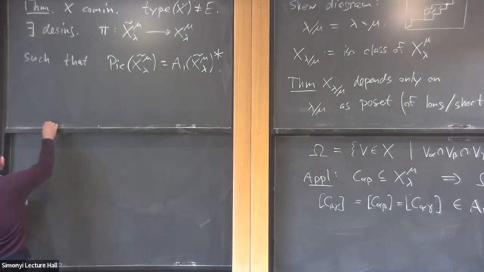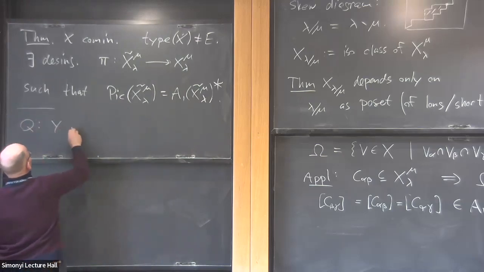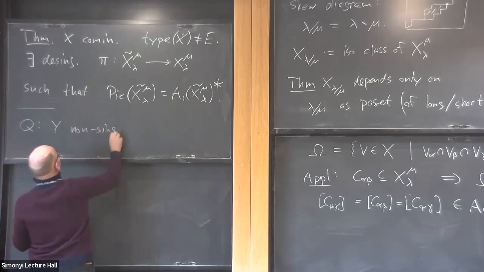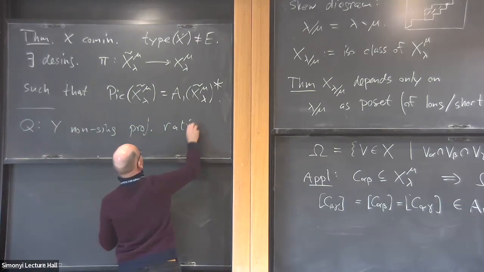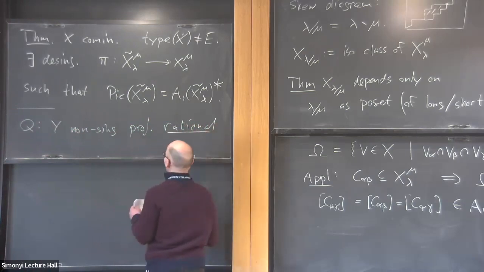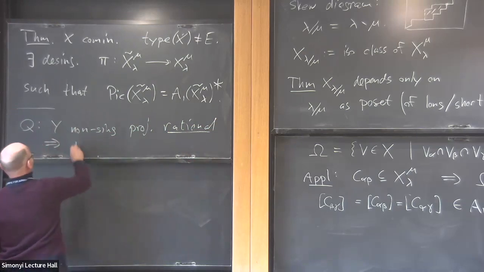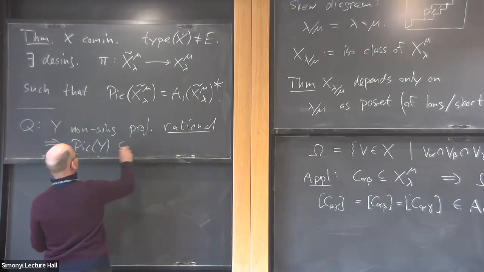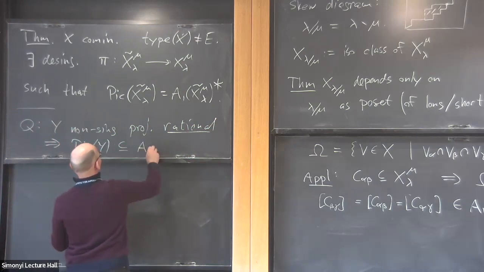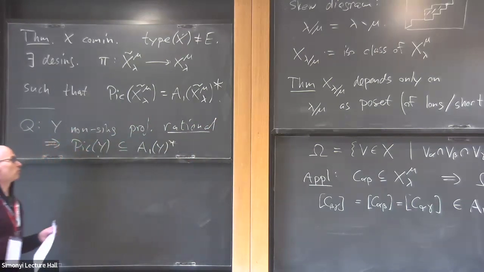In relation with this, there's an obvious question. Mainly, if Y is non-singular and projective and rational. Rational is important. Does that imply that the Picard group of Y is at least a subgroup of the first Chow group? Well, the dual of the first Chow group.